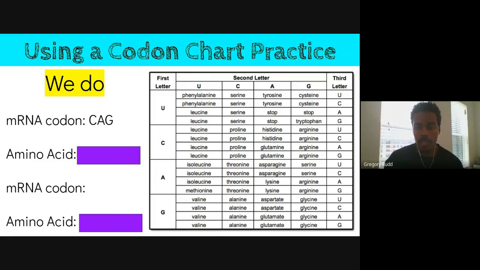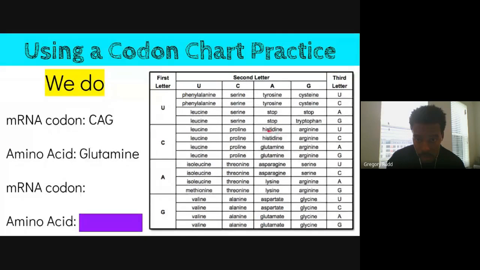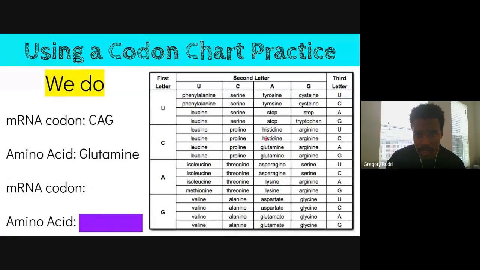Does anyone know what CAG gets us? Oh, excellent, Jessica. We end up getting glutamine. So the first letter is C, so I'm looking in this second row. The second letter is A, so I'm looking in the third column again. It could either be histidine or glutamine. But my third letter is G, so I've got to look down here. It's glutamine. Good job.